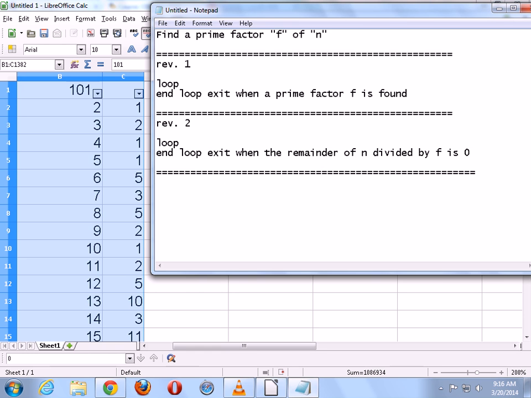Is that a big jump? In other words, if you look at the phrase "a prime factor f of n is found," as opposed to "the remainder of n divided by f is 0," is that a big jump in terms of concept? So it's essentially the same thing. But it is important because now I'm starting to convert the phrase "when a prime factor f of n is found" into something more programmatic. Okay? Because now we're using operators and comparisons and so on.